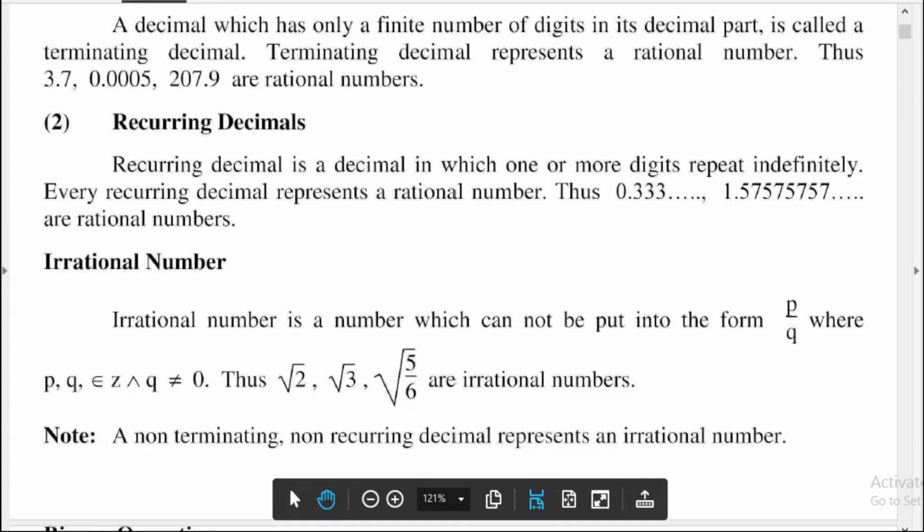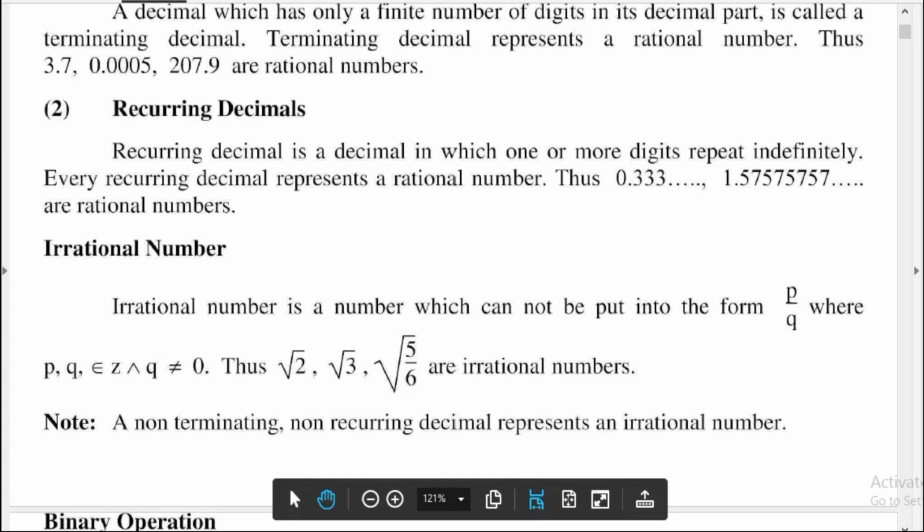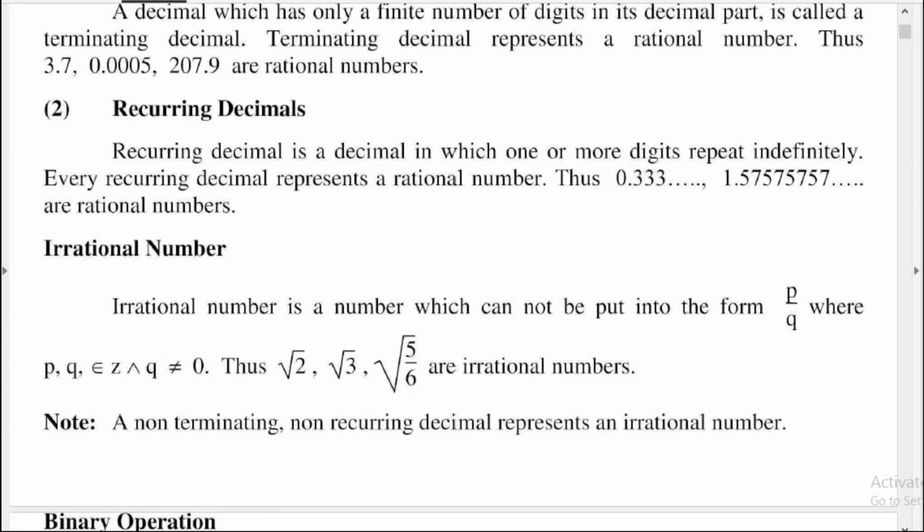Note that a non-terminating non-recurring decimal represents an irrational number. Non-terminating means no ending point, and non-recurring means the digits do not repeat, so that is an irrational number. Which is the required solution?